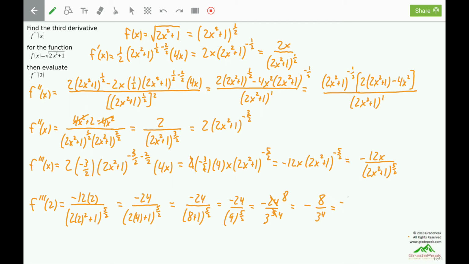Now 3 to the 4th can be broken up into 3 squared times 3 squared, or any two exponents that add to 4. But 3 squared is a 9, so it's negative 8 over 9 times 9. Of course, you have the option of just multiplying 3 times itself 4 times if you want to do it that way. But 9 times 9 is an 81, so I'm going to end up with a negative 8 divided by 81.